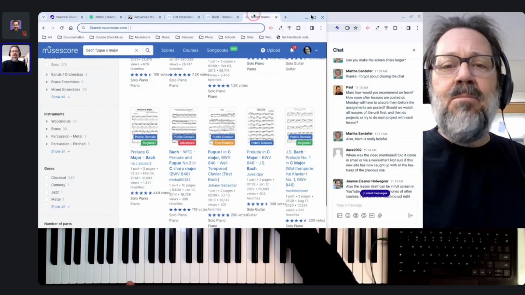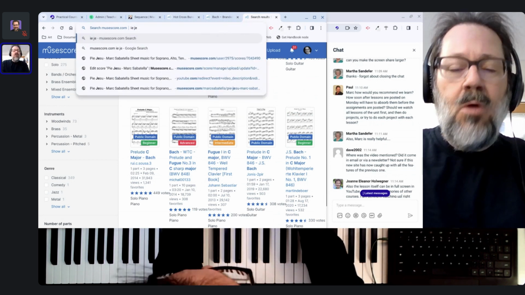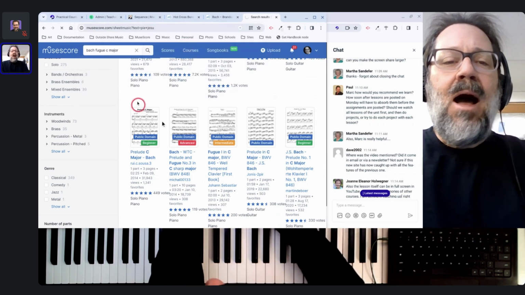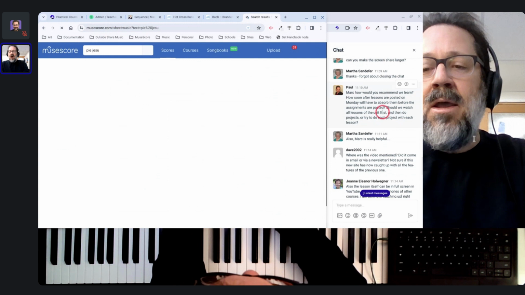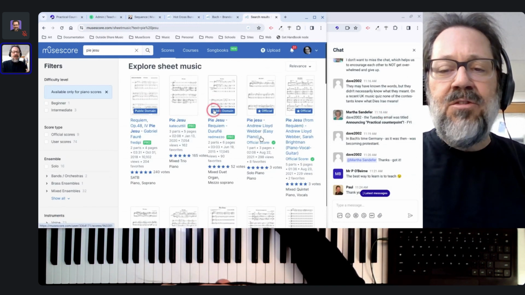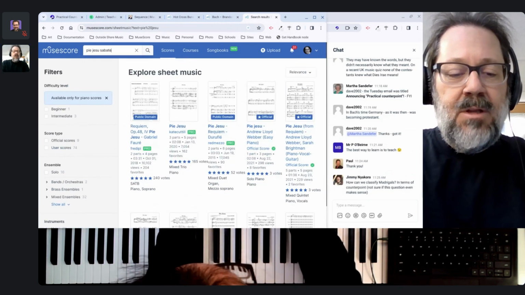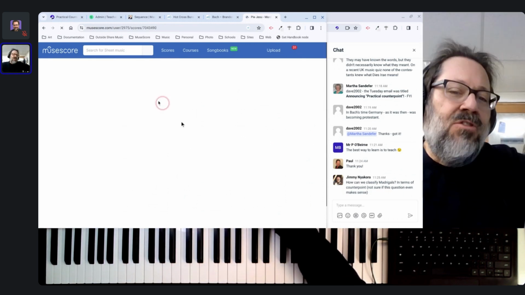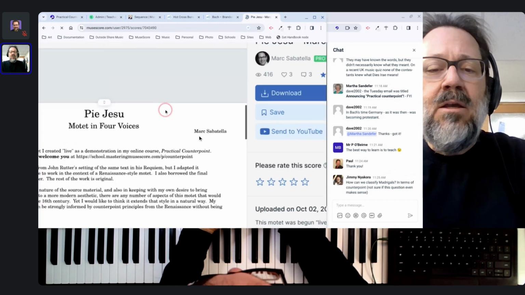And this is the thing that I put in the newsletter today. And I'm going to play just a moment of it here so you can see what I mean by a motet. I would play an actual motet by Palestrina or someone, but I actually want to play my own because I want to make an observation. Did I not put my own name in here? Nope, I got to put my own name. Sabatella, my Pie Jesu.